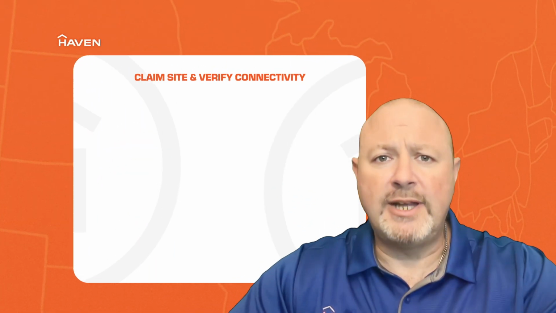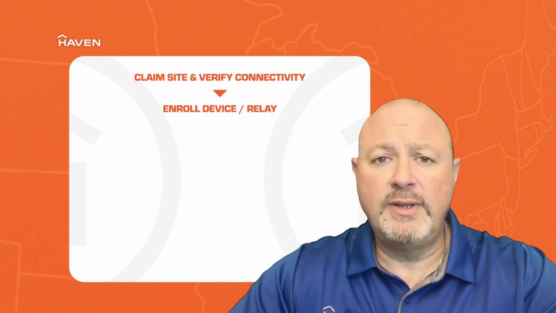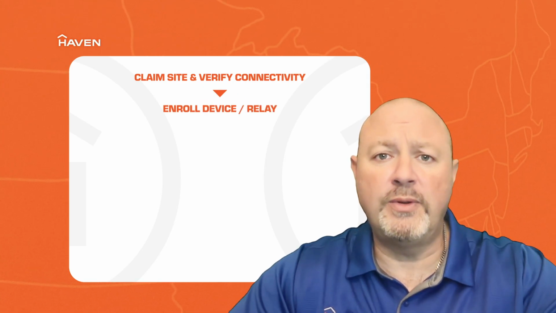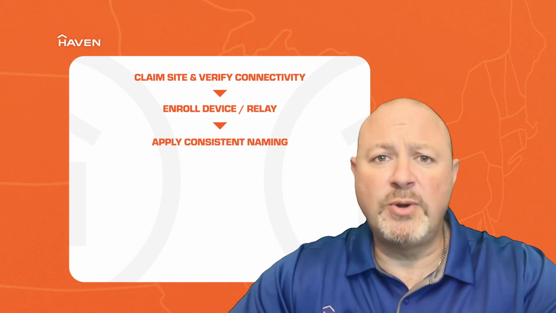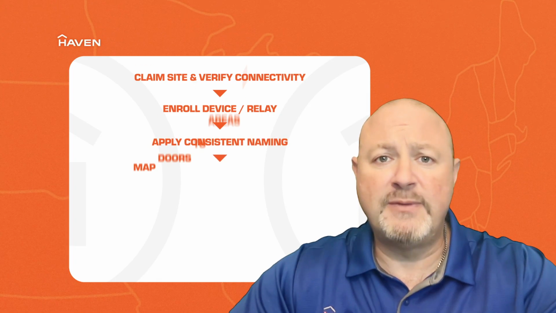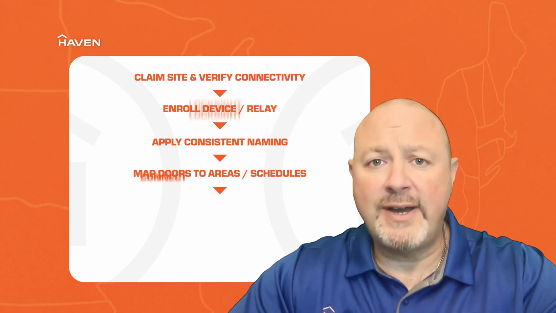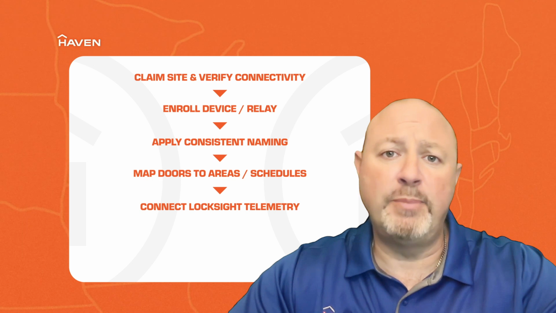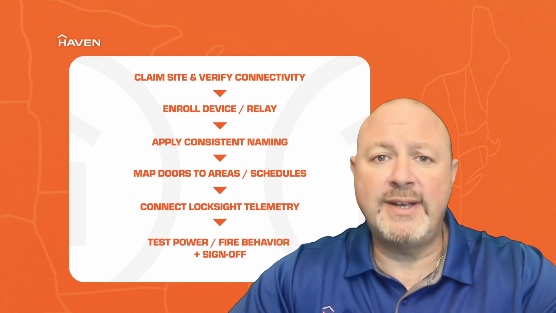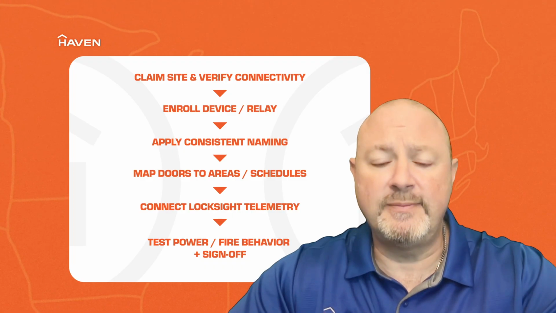Step 1. Claim the site in the dealer portal and verify the panel is online. Step 2. Enroll the Haven device or the relay path and apply the naming standard based on door role. Step 3. Map each door to the correct Alarm.com area or partition and attach schedules. Step 4. Connect Locksite telemetry for real-time status and health. Step 5. Record the code required behavior per door: normal, power loss, and fire alarm with a witness test and signature. This creates your baseline for the operations in the AHJ.